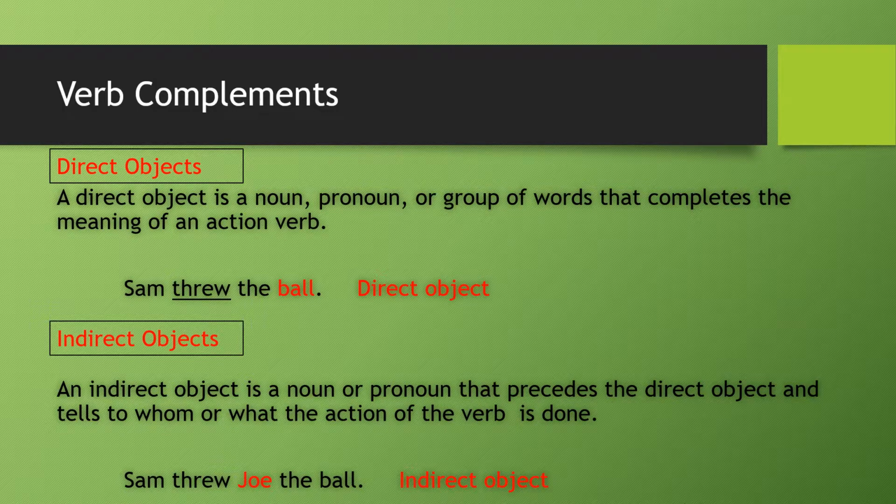But now the indirect object answers the question to whom he threw that ball. He threw the ball to Joe. Sam threw Joe the ball. So Joe is the indirect object, ball is the direct object, and both of these are verb complements.